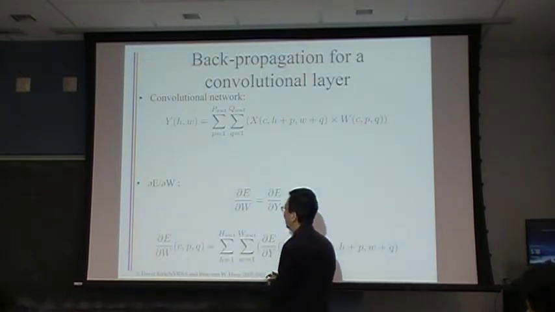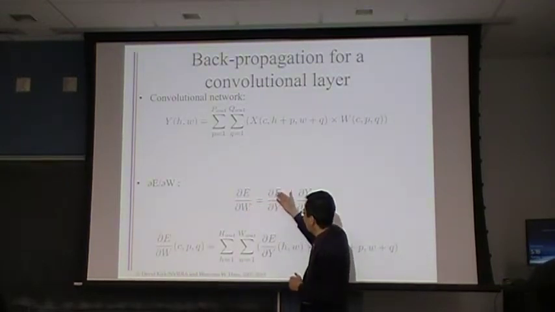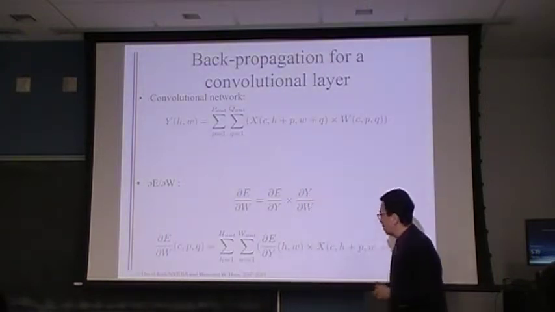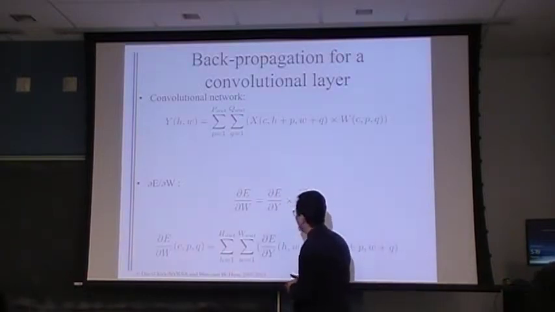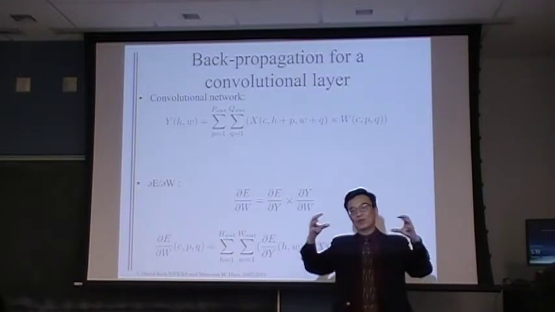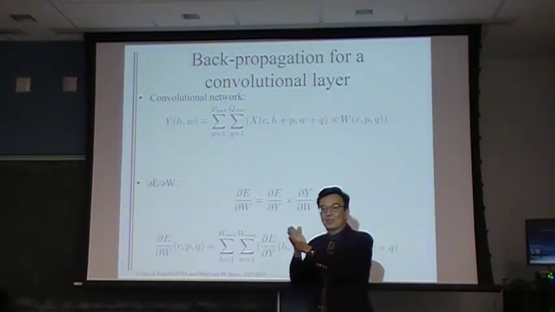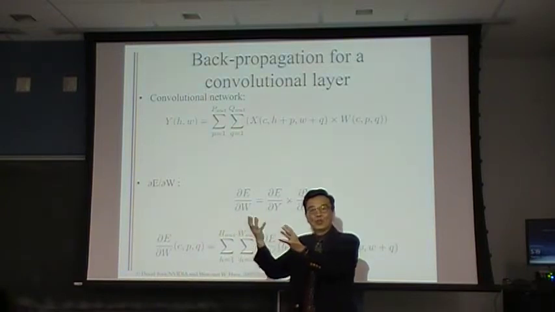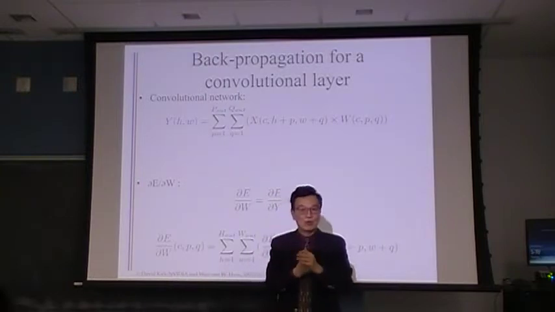So when we look at delta E, delta W, we're going to essentially do delta E, delta Y, and delta Y, delta W. We're going to assume the following. One is we know this, okay, and in general, if you have a neural net, you're going to have a final output. And the final output is going to be somehow related to the error. It's usually a distance between the final output and the supposed output, the correct output. There's some kind of distance measure.